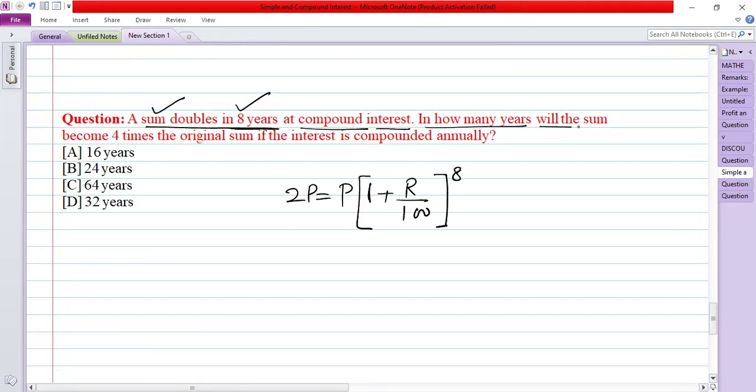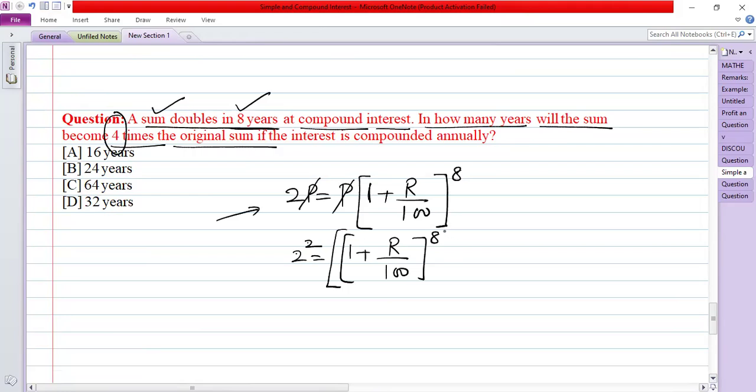Now, in how many years will this sum become four times the original sum? Okay. So for that, what we do in the given equation, we can cancel out P from both sides. And obviously we have 2 equal to 1 plus R by 100, and here it is raised to power 8. And what I need is 4 times. So for 4 times, obviously I have to square on both sides. Okay. Because this 2 square will give me 4. Okay. 4 times. And by chance, suppose instead of 4 times, it is asked 8 times.